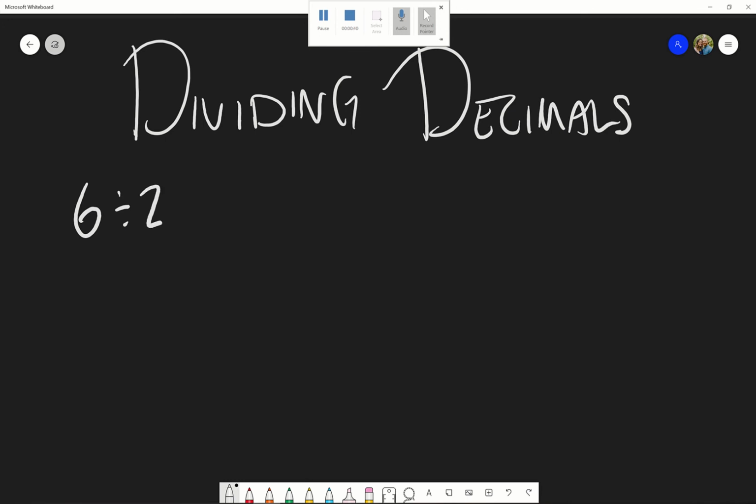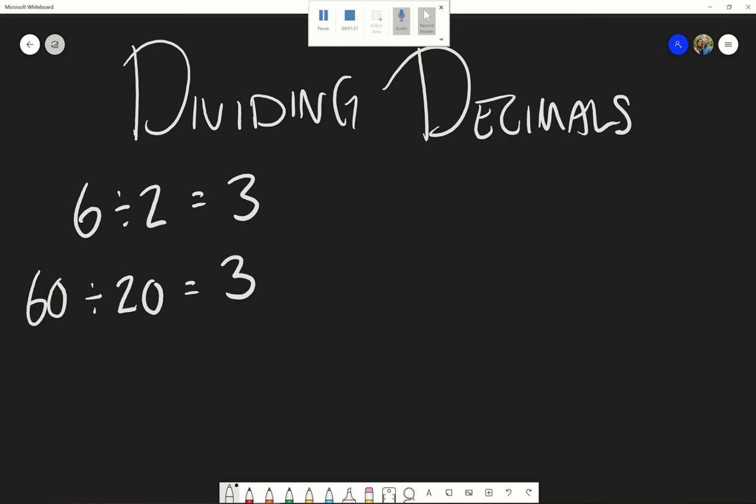6 divided by 2. Well, we know 6 divided by 2 is 3. Now, if I were to move the decimal point in both of these numbers out 1, so instead of 6, I would have 60 divided by, instead of 2, I would have 20. What would my answer be when I move my decimal out in both parts of my division problem? Well, it would actually stay exactly the same. 60 divided by 20 is still 3.